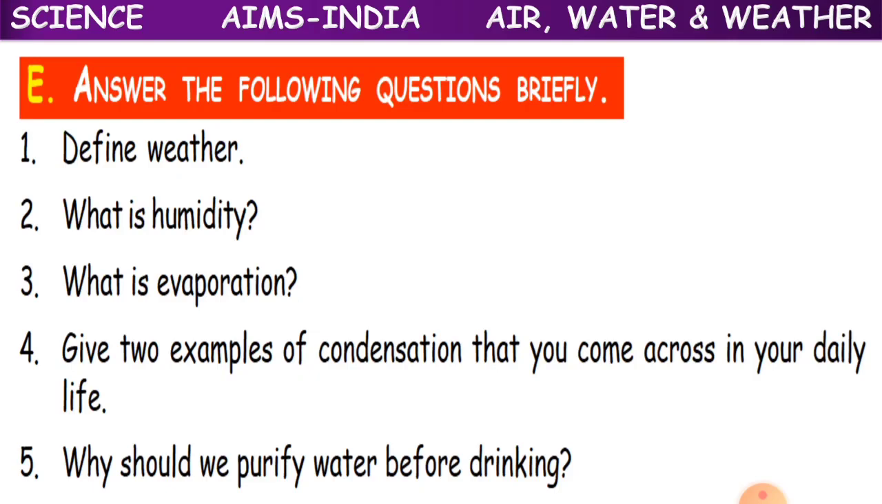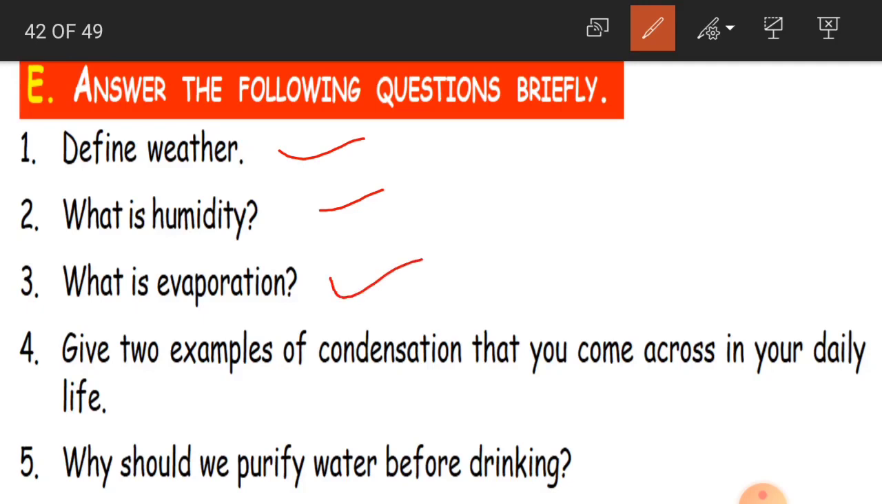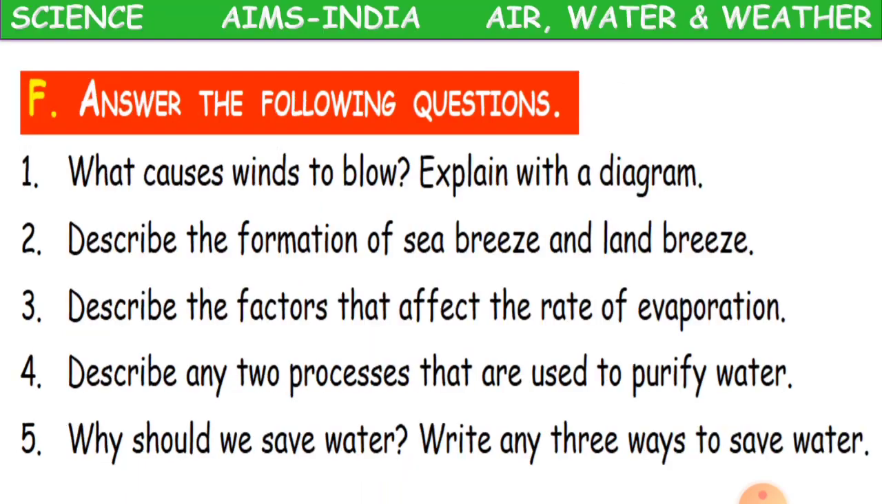And now here you have some questions, which you have to answer very briefly. So I ask you to take down all these questions and then write answers for them. This is like a sort of homework for you. According to our lesson, you have got all the material in the slides, so just refer to that and try to write your own answers. Clear, children? The questions are: first, define weather. Second, what is humidity. Third, what is evaporation. Fourth, give 2 examples of condensation that you come across in your daily life. And the fifth one is why should we purify water before drinking. Clear, children? This is for your homework.